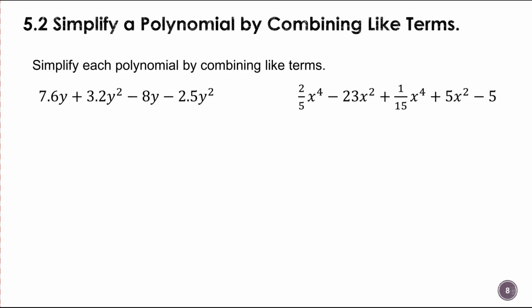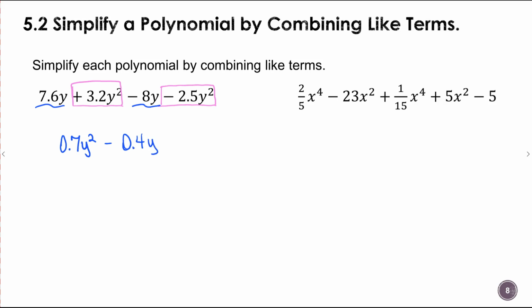Okay, on this one, I'm going to combine this term with this term, right? Because they both have a y squared. And then this and this, those are like terms. So I'm going to do the y squareds first. So 3.2 minus 2.5 would be 0.7, and that's a y squared. And then 7.6 minus 8 would be a negative 0.4y.